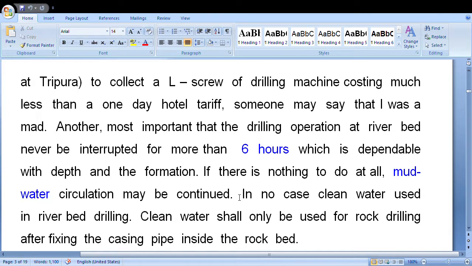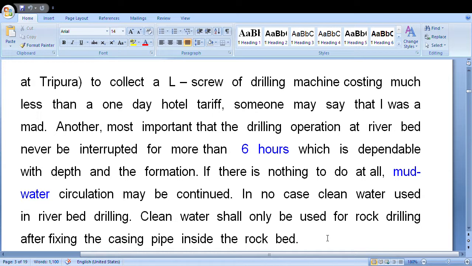Another important thing, no one should use clean water in riverbed drilling. Yes, clean water is essential for drilling in case of rock, but in case of soil, no one should use clean water. It should be bentonite mud water. Mud circulating is the best option to minimize the wall collapse of the hole.